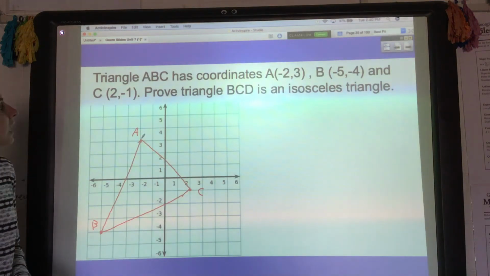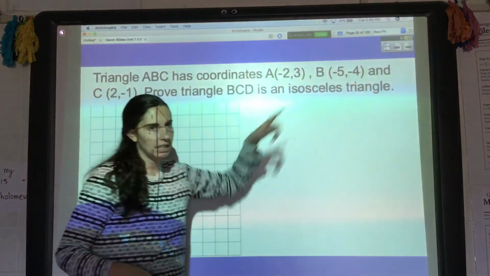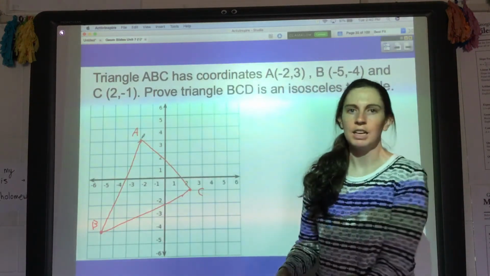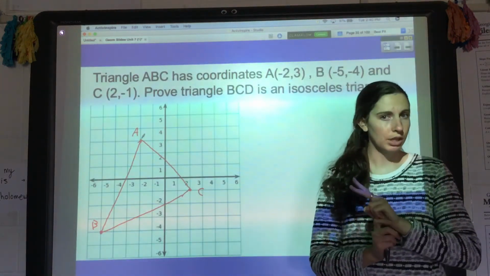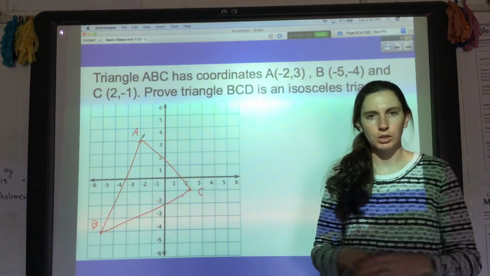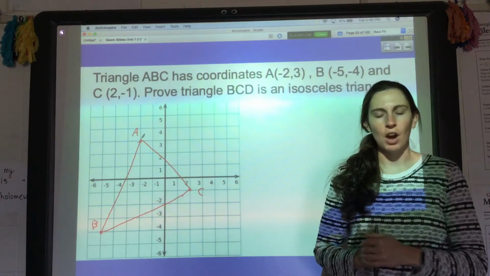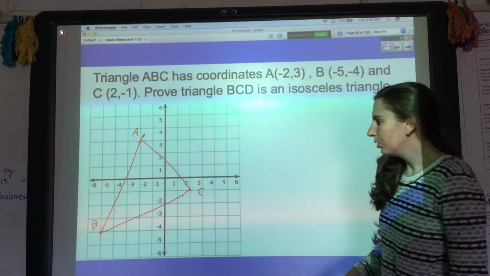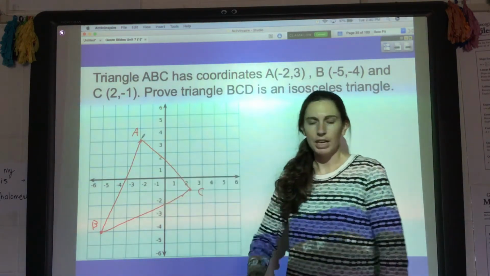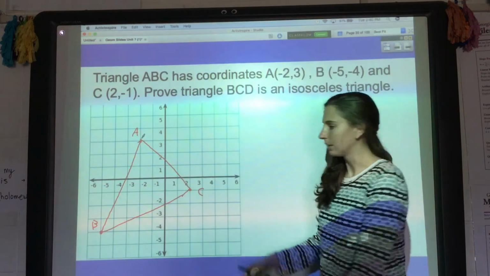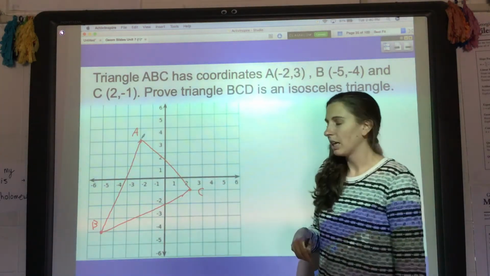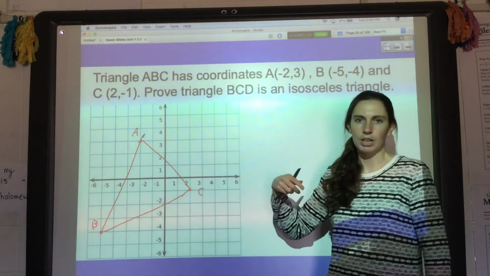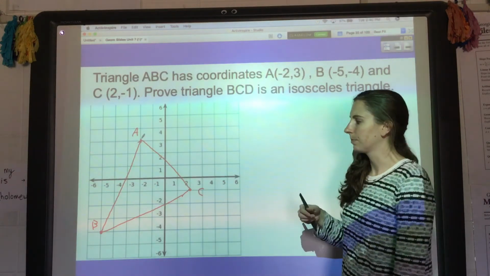Okay. I want to prove that it's an isosceles triangle. As a reminder, an isosceles triangle has two congruent sides. If it has no congruent sides, it's called scalene, and if all the sides are congruent, it's called equilateral. I want to prove that two of these sides, but not three, are the same length. So again, I could go get a ruler and measure, but I don't have to do that because it's on a coordinate grid and I can just do some calculations.